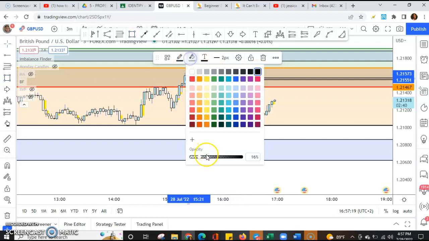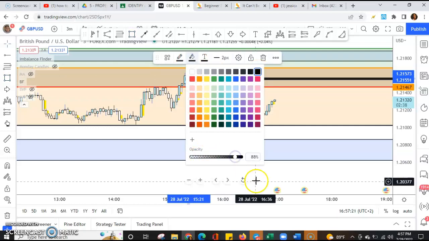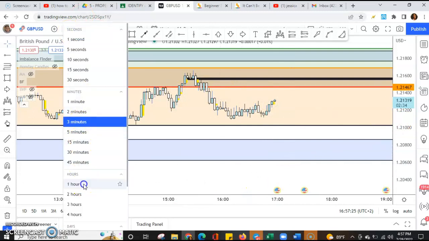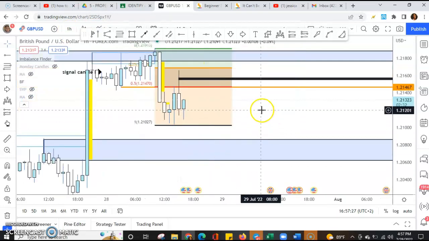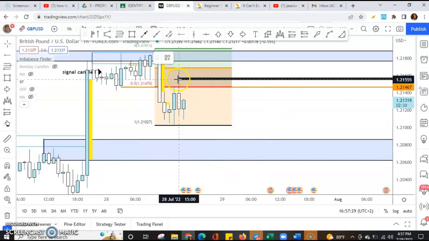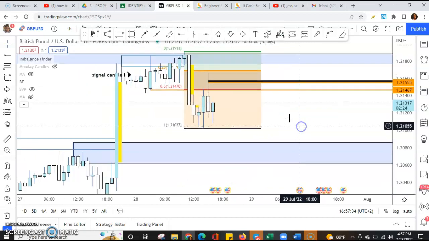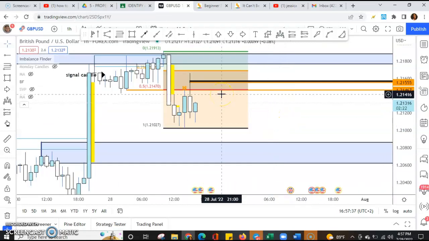Since this time frame is so small, I will go back to the 1 hour and set my alarm for when that market closes below that zone. And the minute the alarm goes off, I'll go ahead and set a limit order.